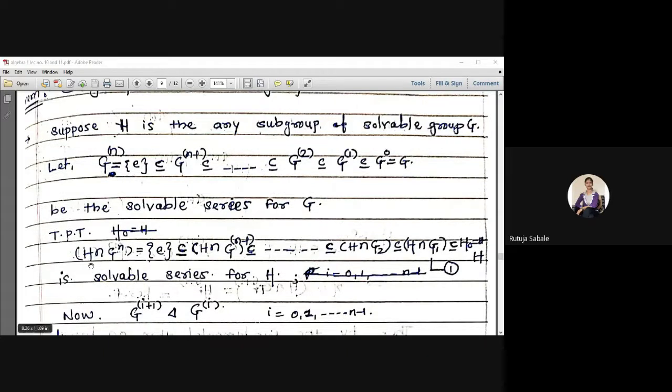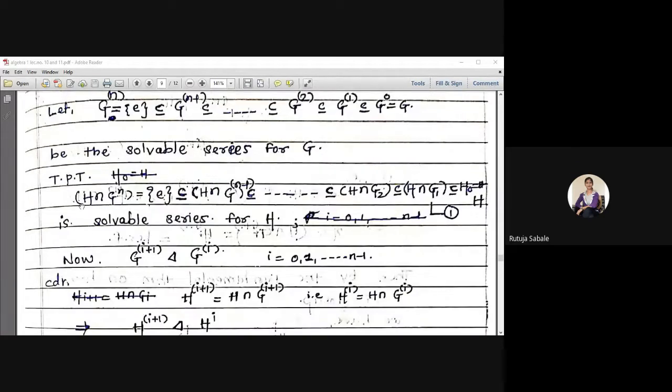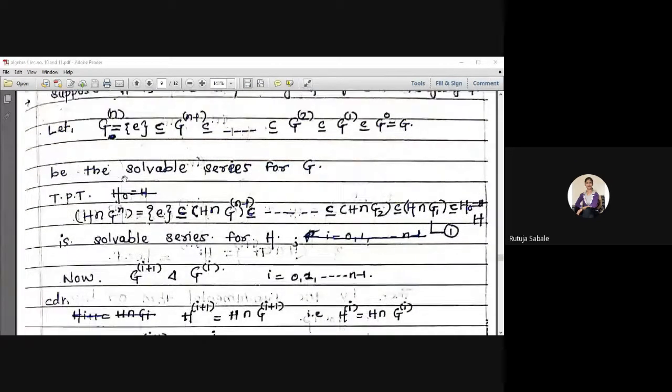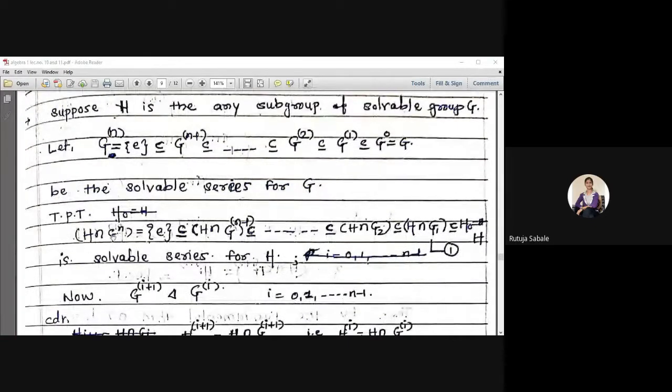Okay, look at here, H intersection G raised to n, this group is given to you. To prove that H intersection G raised to n is a subgroup of H. Here, in the above series, G raised to n minus 1, G2, G1, whose subgroups were they? All were subgroups of G, right? Then here H intersection G raised to n should be a subgroup of H, right? Is it?